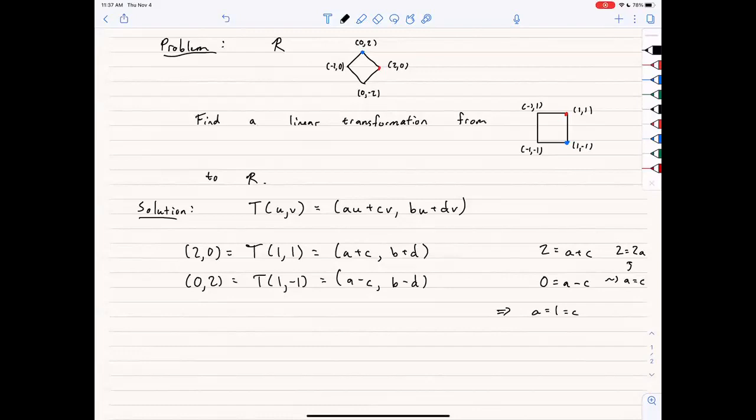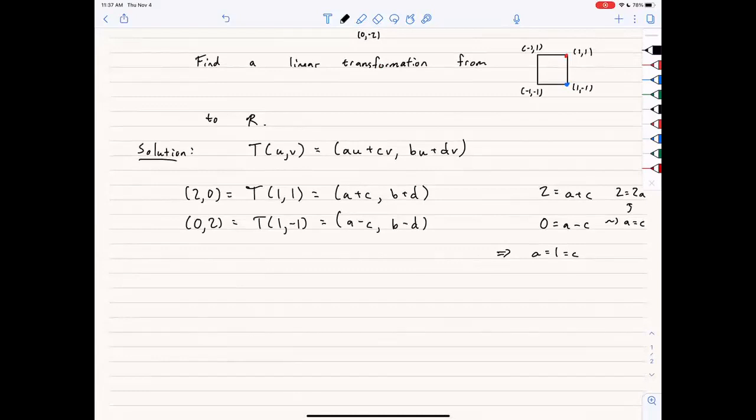So the x coordinates give you these 2 equations, and then the y coordinates are not that much different. We get B plus D and B minus D. B plus D equals 0, B minus D equals 2. So we don't get B equals D, we get B equals negative D, or vice versa, D equals negative B. So let's say D equals negative B. And then if we put that into this equation, we get 2 equals B minus negative B, or 2B. And we get B equals 1. But then since D equals negative B, D equals negative 1.